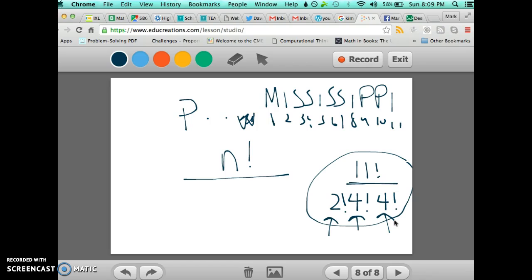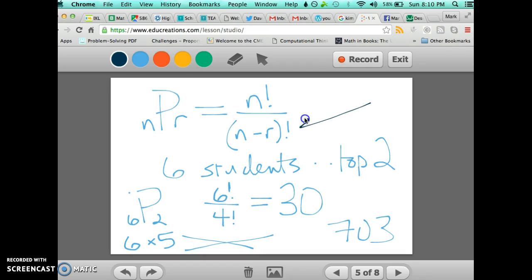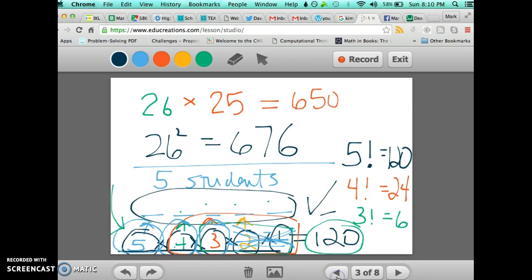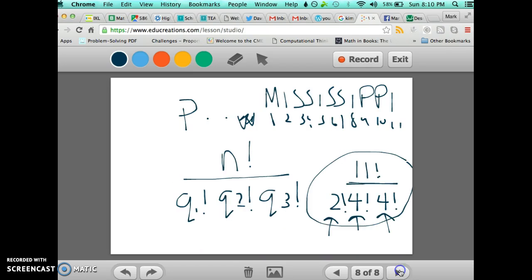The formula on page 704 says n factorial over quantity 1 factorial times quantity 2 factorial times quantity 3 factorial. But in this example, you can see that each quantity is just the thing that gets repeated. So don't get this confused with the previous example where we divided out the stuff we didn't care about. When we only were taking the top 2 students, or top 3 students, we divided out the bottom. That's another type of division we do when we compute factorials and find the number of ways something can happen. So different types of problems, you got to figure out which kind it is before you solve it. All right, thanks.